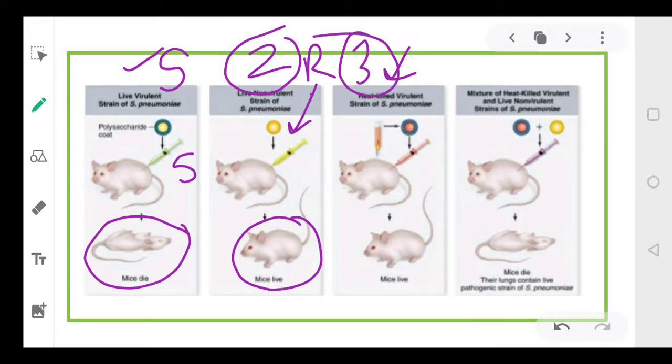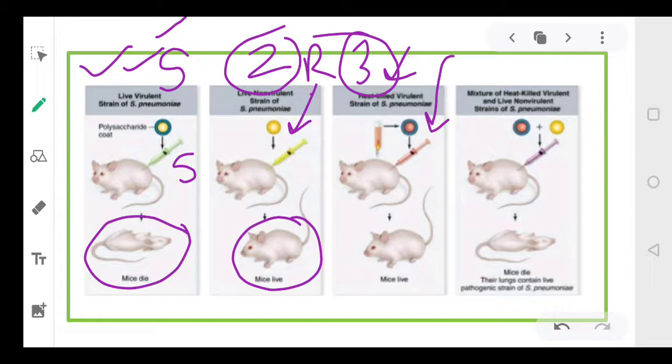उन्होंने S और R strain को मिक्स किया. ठीक है, उन्होंने क्या किया कि जो S strain है, is it clear, जो S strain है उसको हीट किया. थर्ड स्टेप में उन्होंने S strain को हीट किया और हीट किल्ड S strain को उन्होंने इंजेक्ट किया. ठीक है, फर्स्ट उन्होंने S strain को इंड्यूस किया, सेकेंड उन्होंने R strain को इंड्यूस किया, थर्ड उन्होंने अब क्या किया, S strain को हीट किया.